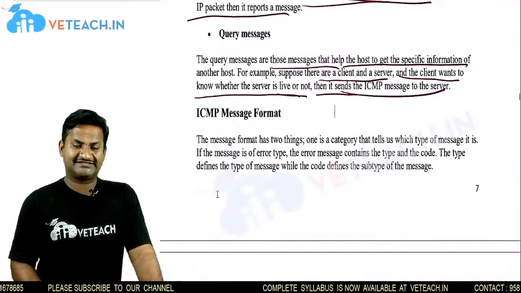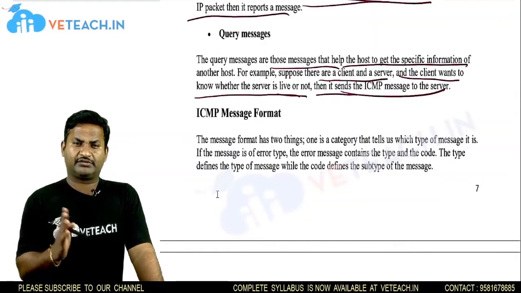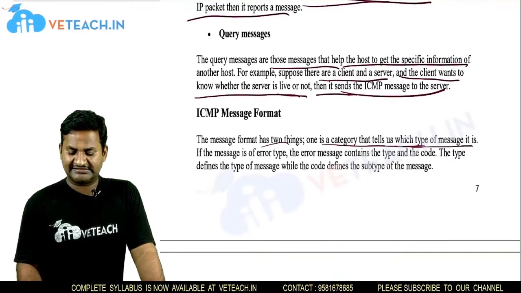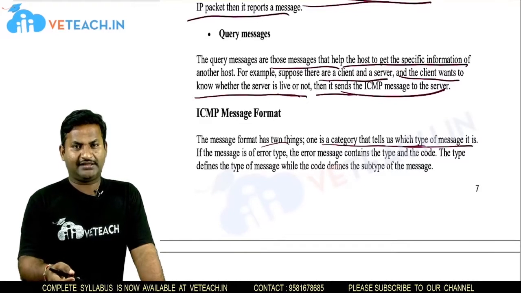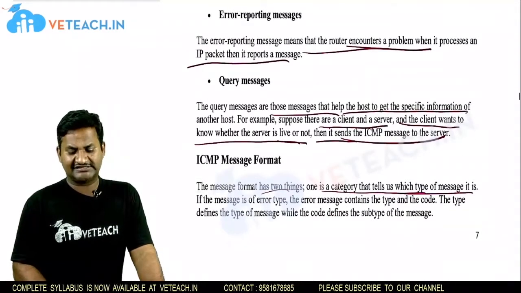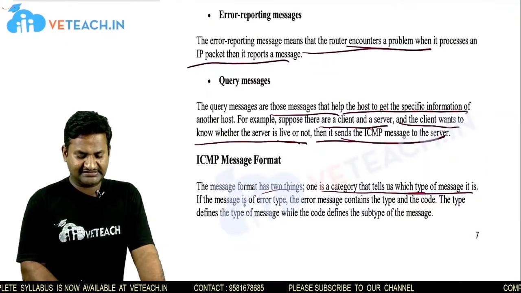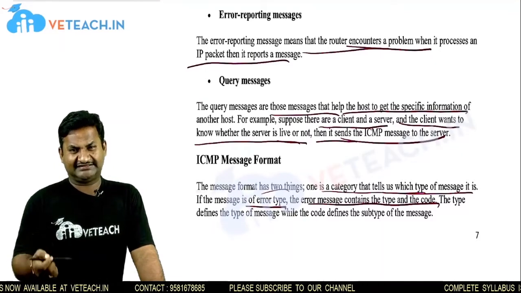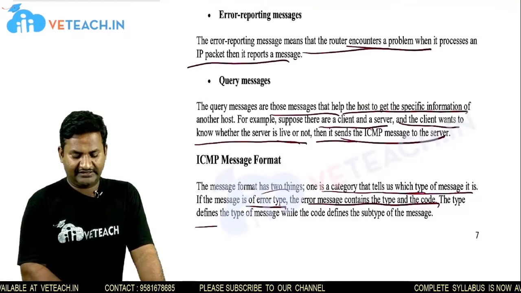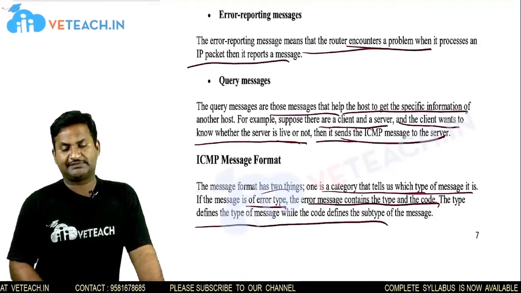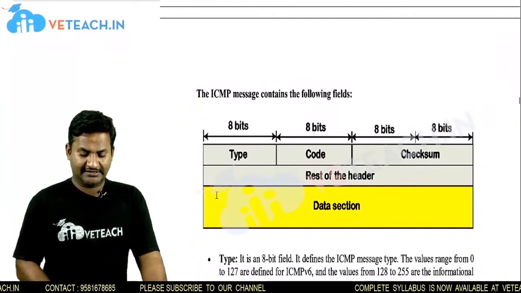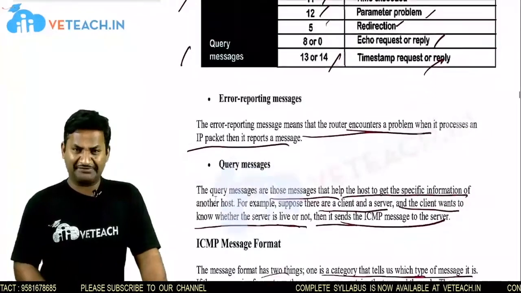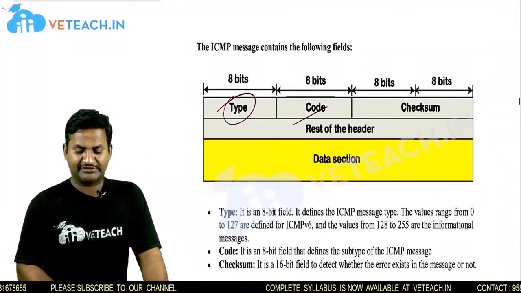Now the ICMP message format consists of 8 bits, the next 8 bits, and the next 8 bits. Two things. One is a category that tells us the type of the message: is it an error reporting message or a query message? Second, if the message is of error type, the error message contains the type and the code, like 13, 8, 14. The type defines the type of the message, while the code defines the subtype of the message. The first thing is the type, whether query or error reporting message. The second thing is the code.